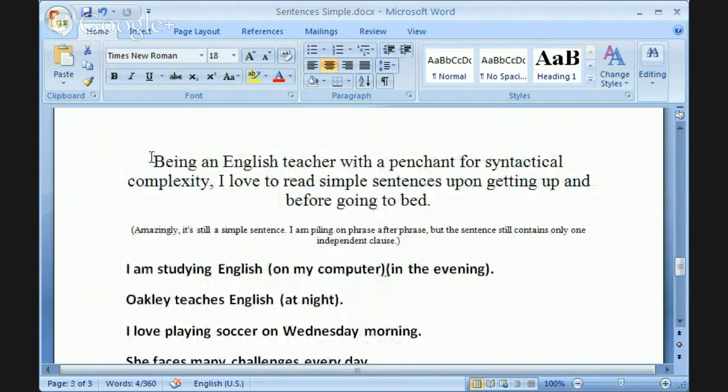So is this. Being an English teacher with a penchant for syntactical complexity, I love to read simple sentences upon getting up and before going to bed. Oh my goodness. Upon getting up, before going to bed, there's still, amazingly, only one simple sentence, one independent clause in here. And that is, I love to read simple sentences.